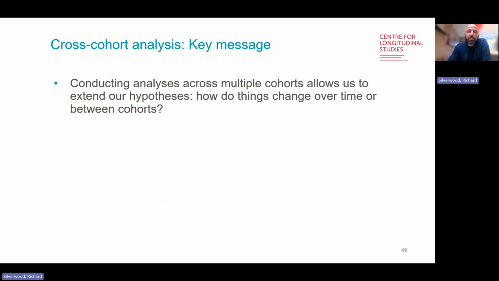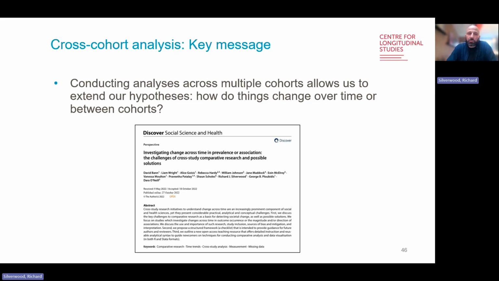So again, key message here: using this sort of analysis, if we're combining data across multiple cohorts, it allows us to extend our hypotheses and think about how things change over time or between cohorts, as well as just within a single cohort. If you're interested in this type of analysis, we have a paper from a couple of years ago that looks at some of the issues you would want to consider if you're undertaking this type of analysis.